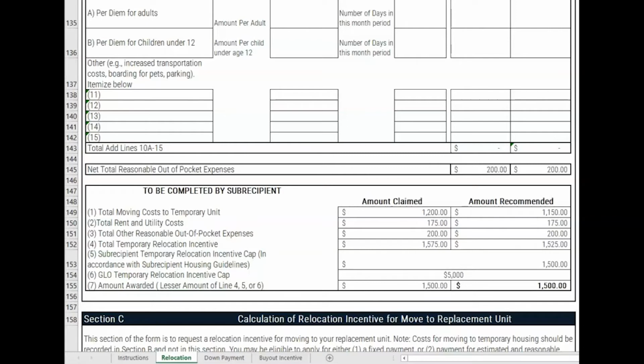For example, the subrecipient Wrangell County had a $1,500 temporary relocation incentive cap for their buyout program. They input $1,500 in row 5, and the form auto-calculated that the award amount should be $1,500 because the total relocation incentives of $1,525 exceeded the cap.